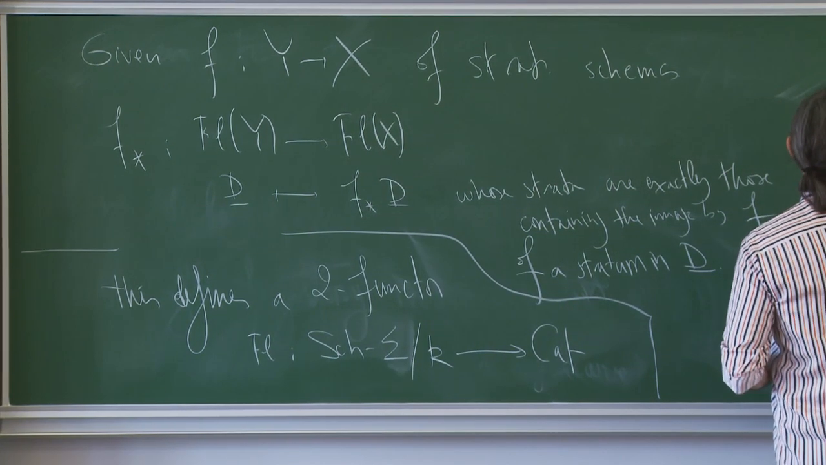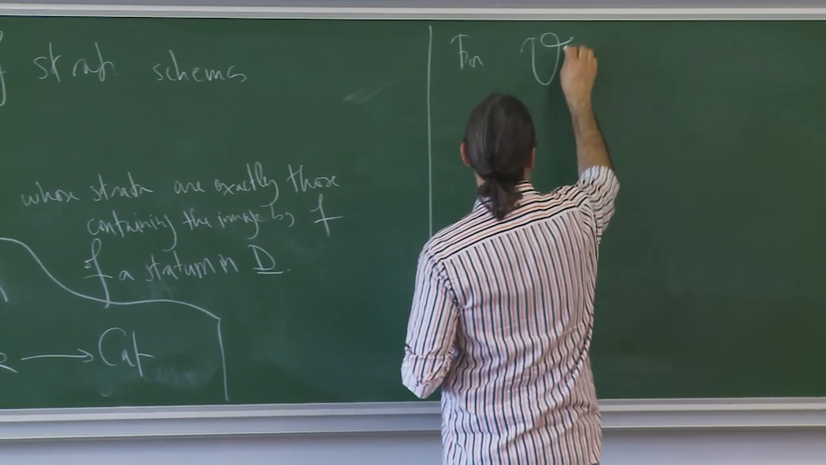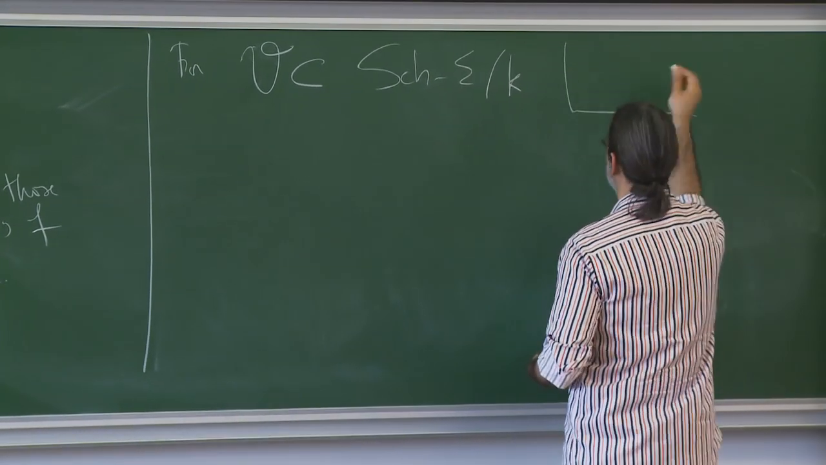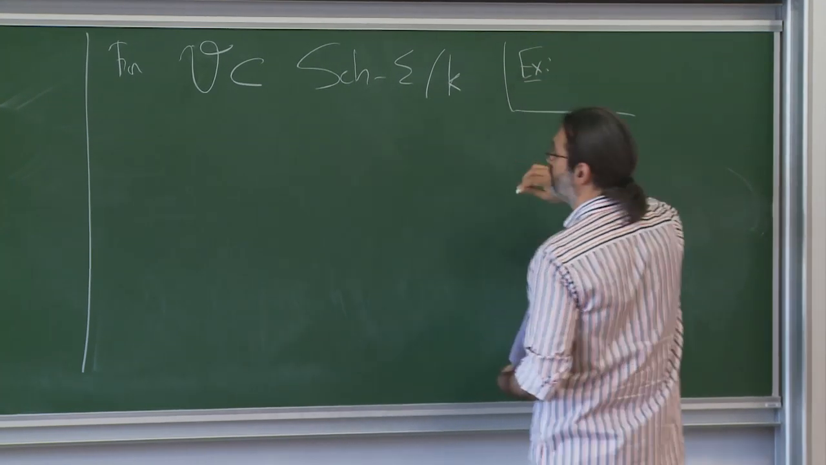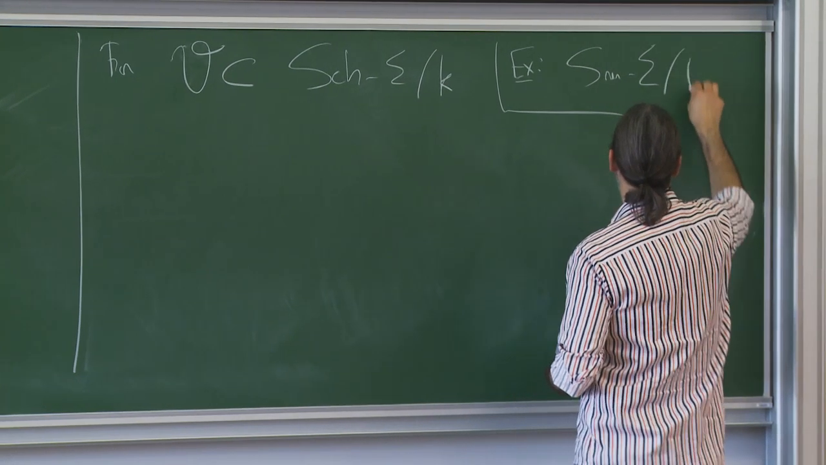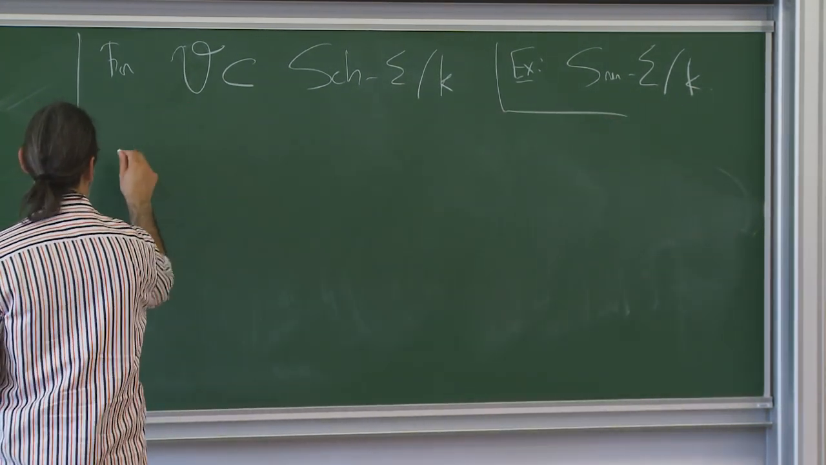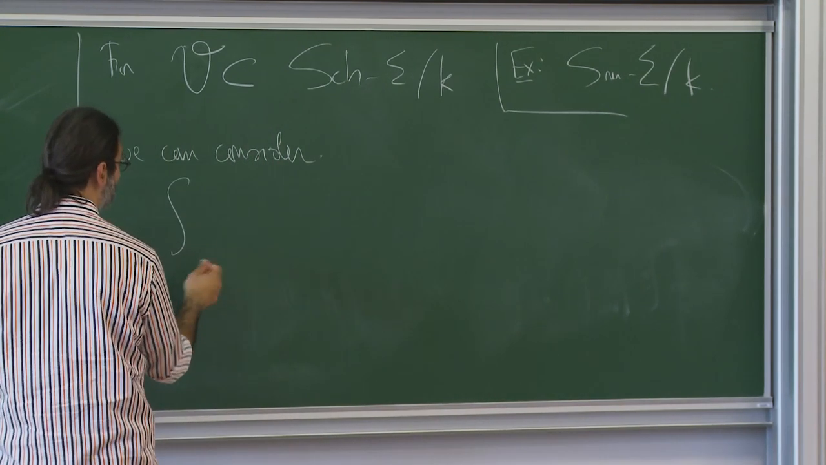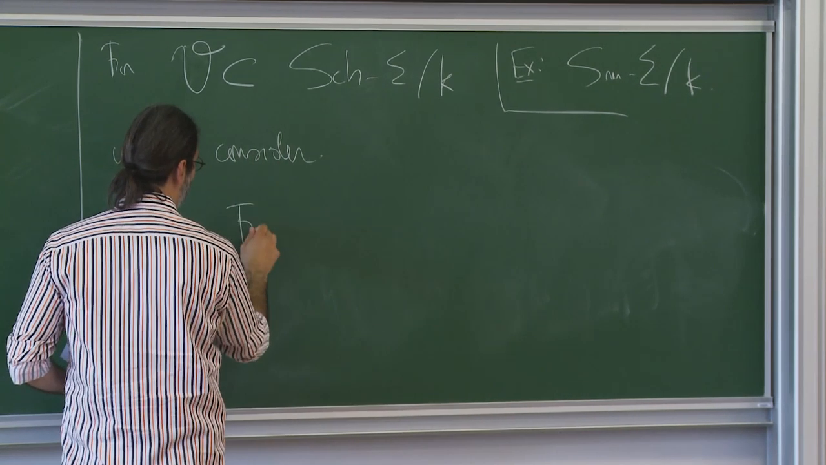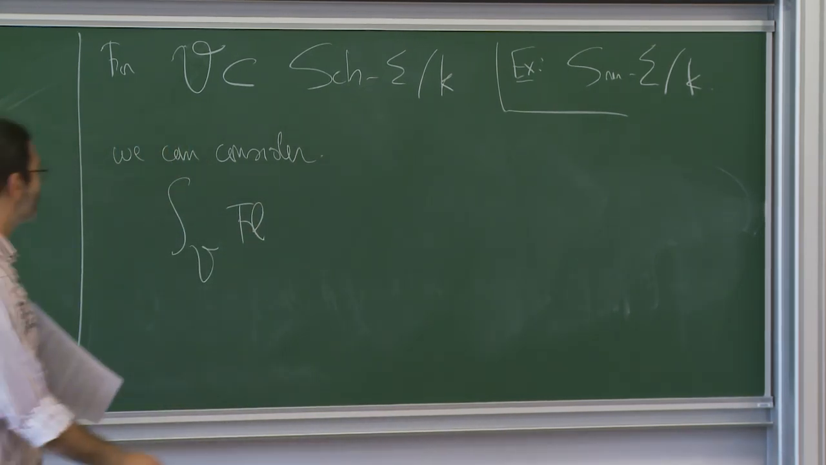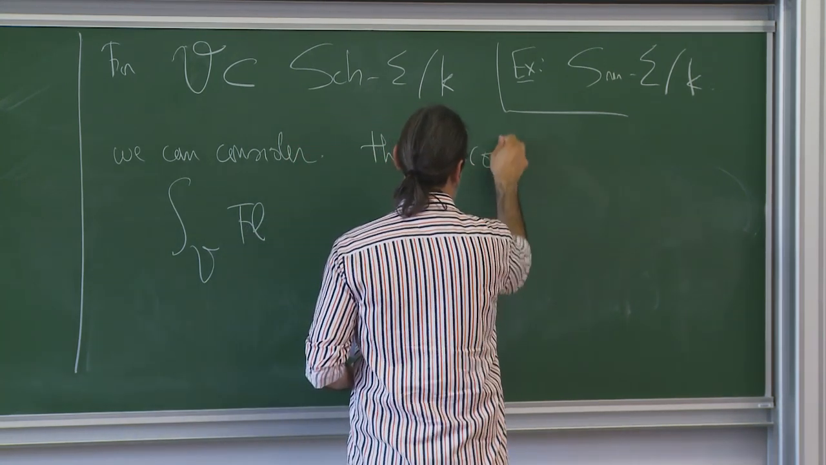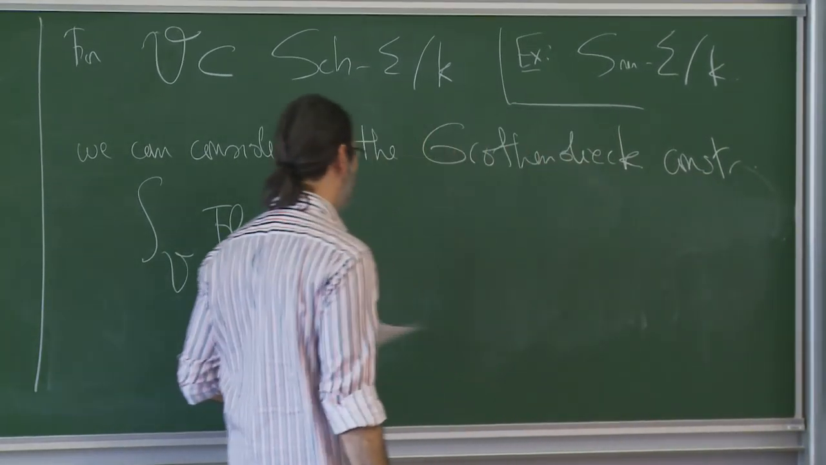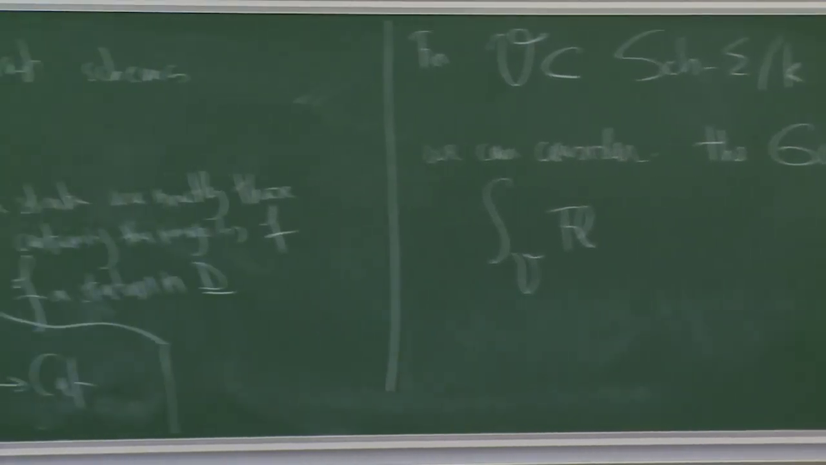All right, and so if I'm given a subcategory V of schemes stratified over k, for example, and this is essentially the main example I'm interested in, if I look at the smooth objects, we can consider the so-called Grothendieck construction.